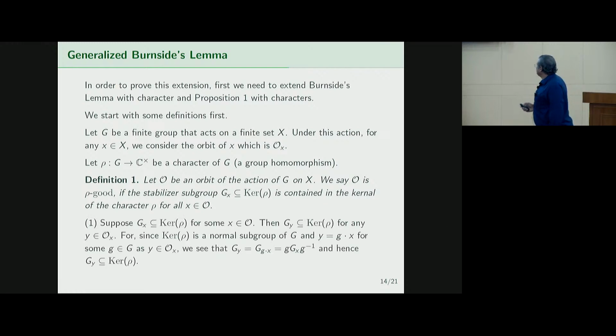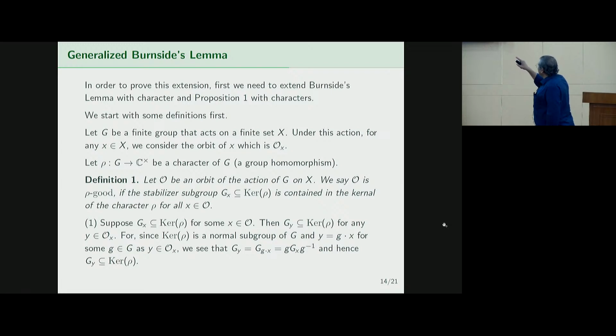Okay, first we observe, if Gx is contained in the kernel for one x, then it is true for all x. Why? Because the kernel is a normal subgroup, and if you take two elements in the same orbit, the stabilizer groups are conjugate, therefore if one is contained, the other will be too. So it is enough to prove it for one element of the orbit.